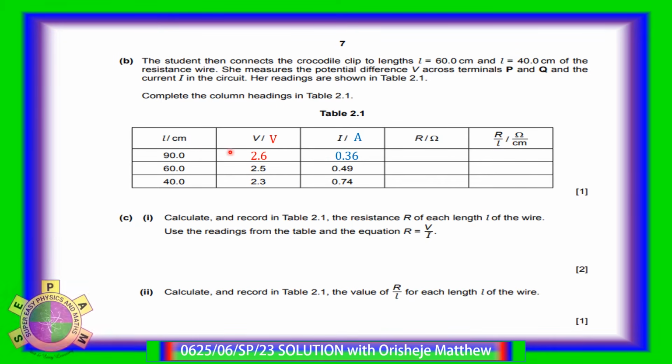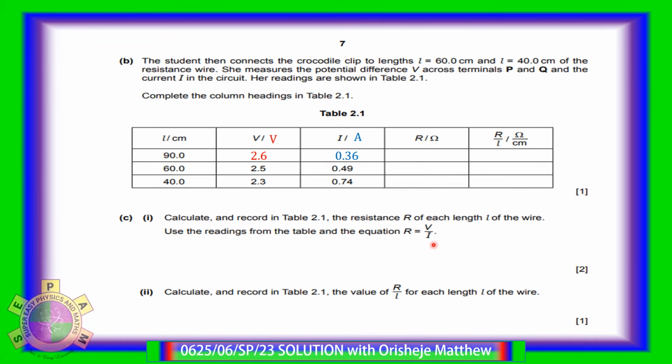And also know that the higher the resistance, the higher the potential difference, the PD. So if you look at the 90, 2.6, if you reduce the resistance, reduce the length, potential difference will also reduce, because the potential difference is directly proportional to the length of the resistance wire used. So for us to measure that, calculate and record the resistance of each length of the wire.